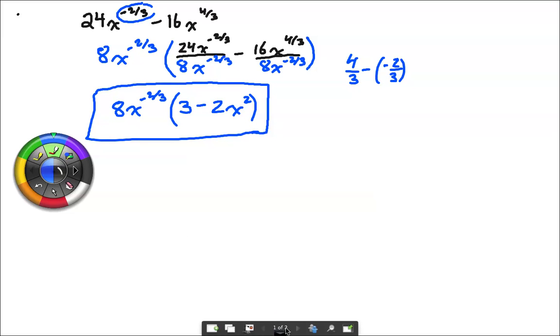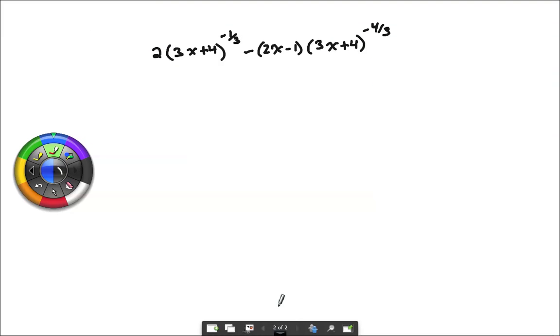All right, they might get a little messier. For instance, we could have something like this, but it works about exactly the same way. The chunk that is the same is this 3x plus 4, one's raised to the negative 1/3, the other one is raised to the negative 4/3. So we're going to take out the smaller of the two, and this one is smaller. You have to think of it on a number line. It is further to the left than negative 1/3 would be. Nothing else is going to come out except this 3x plus 4.